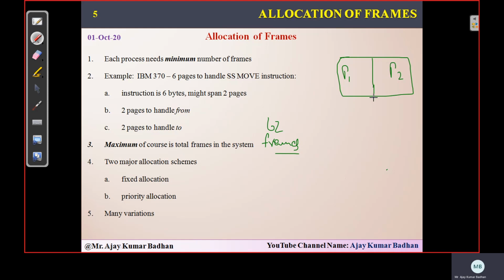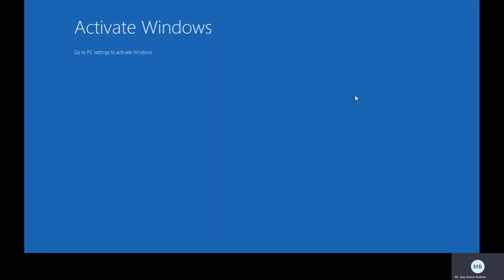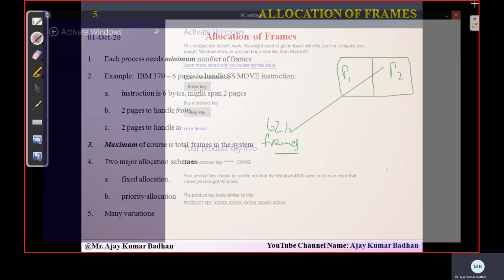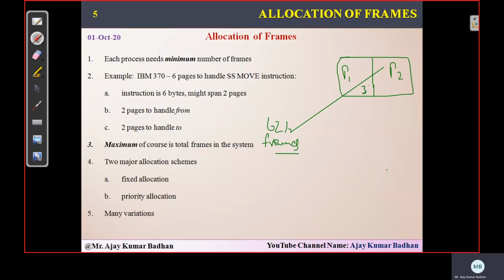Basically, how many frames need to be allocated? In a simple scenario, we can simply divide into equal shares. We can give the frames equally to process 1 and process 2. So how many is process 1 going to get here? 62 divided by 2 means 31. So process P1 will get 31 frames and process P2 will get 32 frames. Well, that's okay, I don't mind.